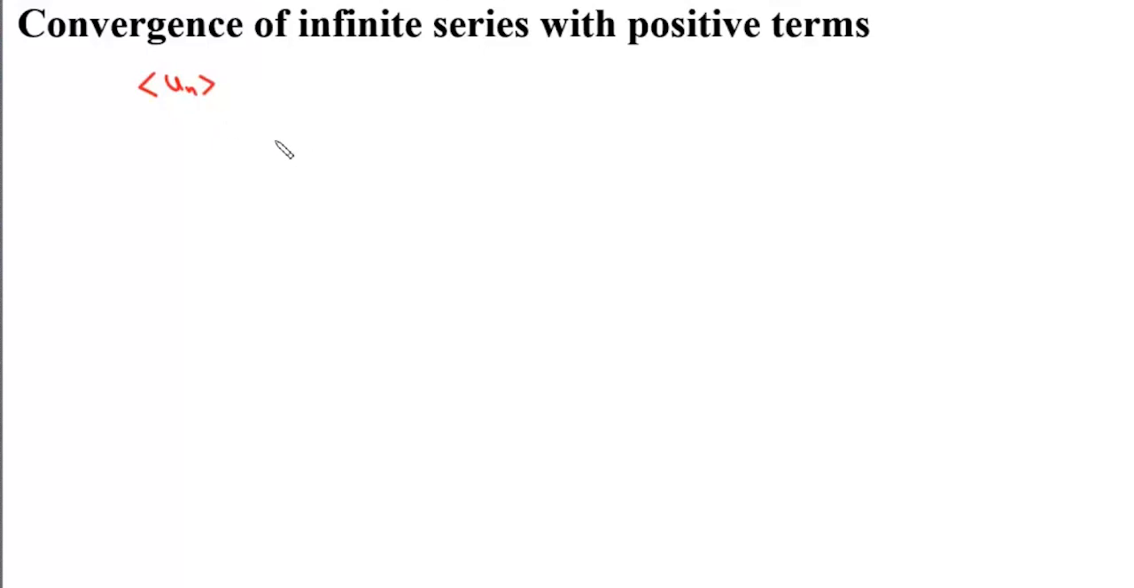Infinite series of the sequence is given by this summation n varies from 1 to infinity un, which for brevity sometimes we are going to write simply as summation un, and this is nothing but the sum of all the infinite terms in this sequence. So this series is called an infinite series.